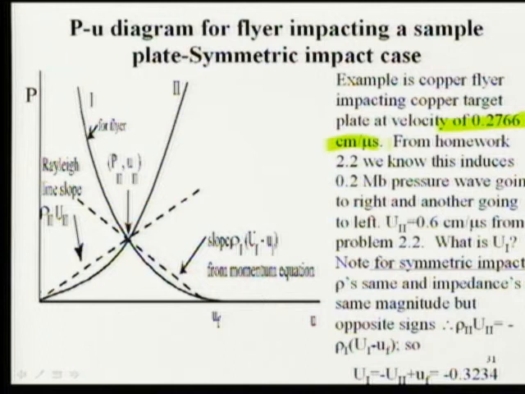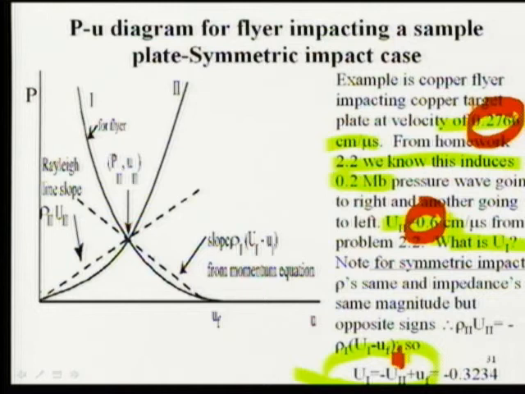But from homework 2.2, we know that puts about 200 kilobars, or 0.2 megabars, of pressure going to the right. And another wave going to the left, it has to be 200 kilobars behind that shock. And the shock going left to right in that problem was 0.6 centimeter per microsecond. And we ask, okay, what is U1? Well, again, we just do what we did. Here's the equation, so you just substitute it in. Minus 0.6 goes here, plus the flyer plate velocity.